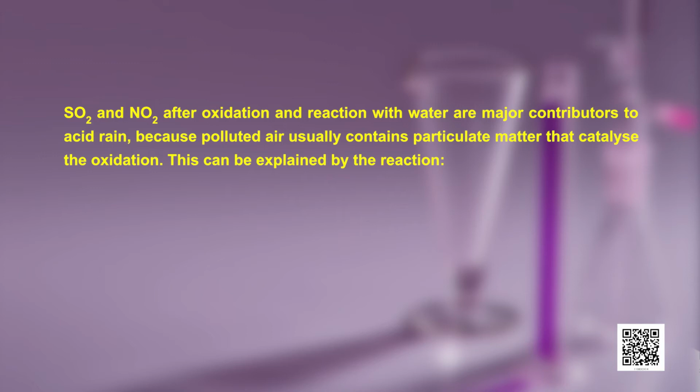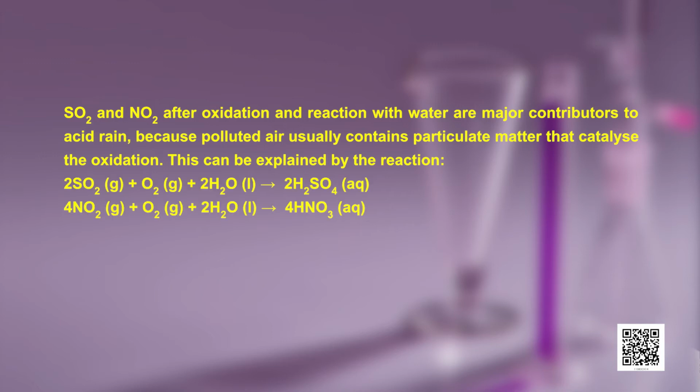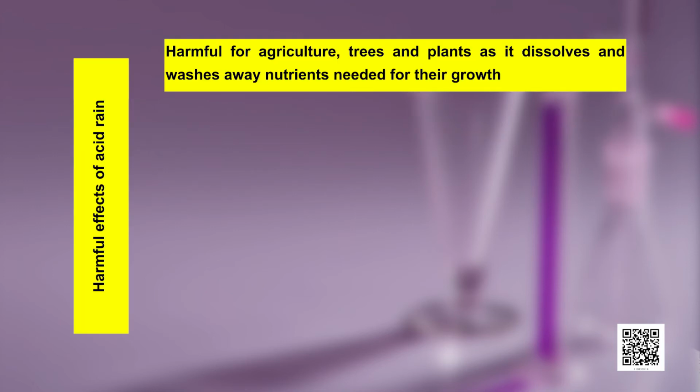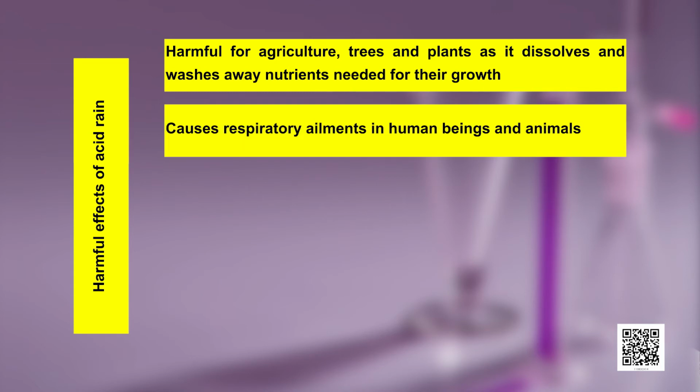This can be explained by the reactions shown on your screen. SO2 reacting with water and in the presence of oxygen giving sulfuric acid, and NO2 reacting with water and oxygen giving nitric acid. Now we will see what are the harmful effects of acid rain. Acid rain is harmful for agriculture, trees and plants as it dissolves and washes away nutrients needed for their growth.